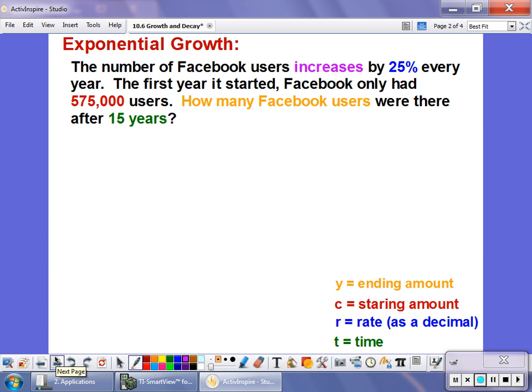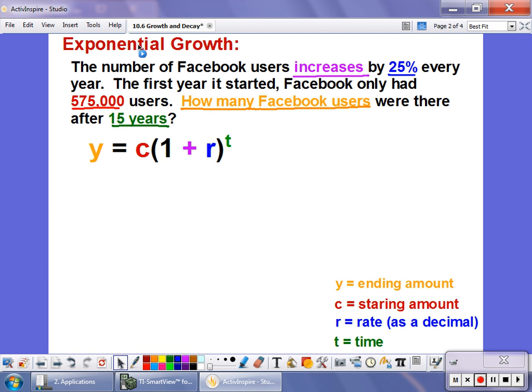The number of Facebook users increases, that's what tells me it's growth, by 25% every year. That's my rate, this 25%. The first year it started, Facebook only had 575,000 users. That's my starting amount. And the question is, how many Facebook users, that's going to be my ending amount, were there after 15 years? There's my amount of time. So all the pieces of information that I need are right here in this question. And since it's growth, increasing, we're going to use this formula.